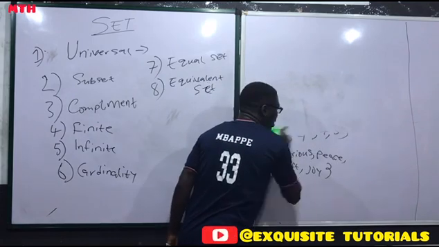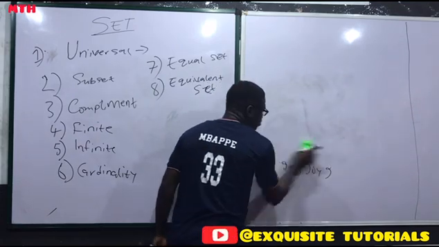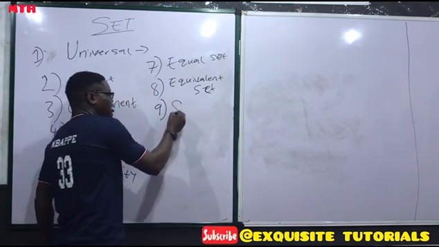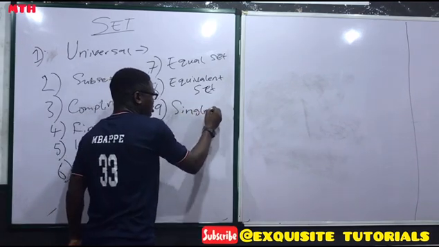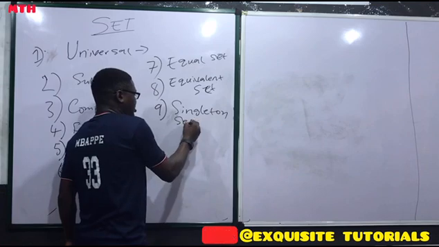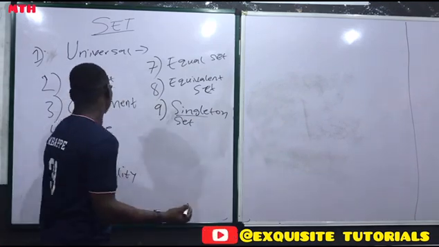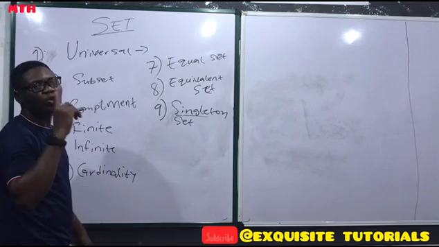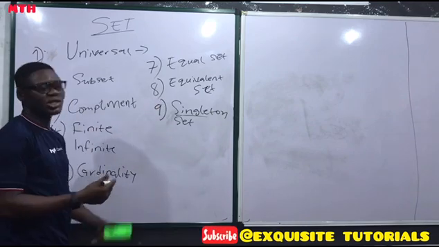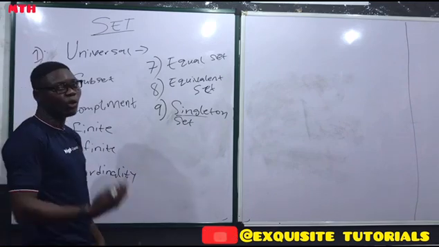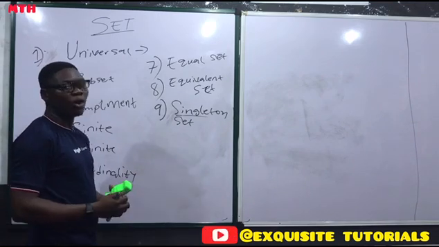Now let's talk about the 9th one. Singleton sets. As the name implies, single, straightforward. Any set that has only one element is called a singleton set. So the cardinality of a singleton set is actually 1 because it has only one element.